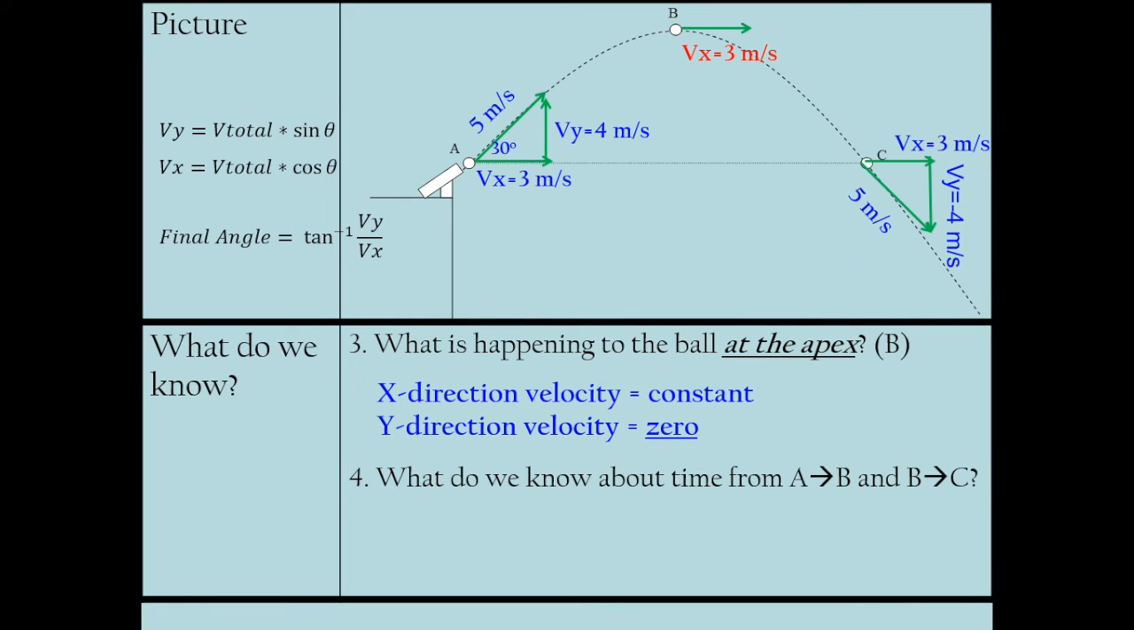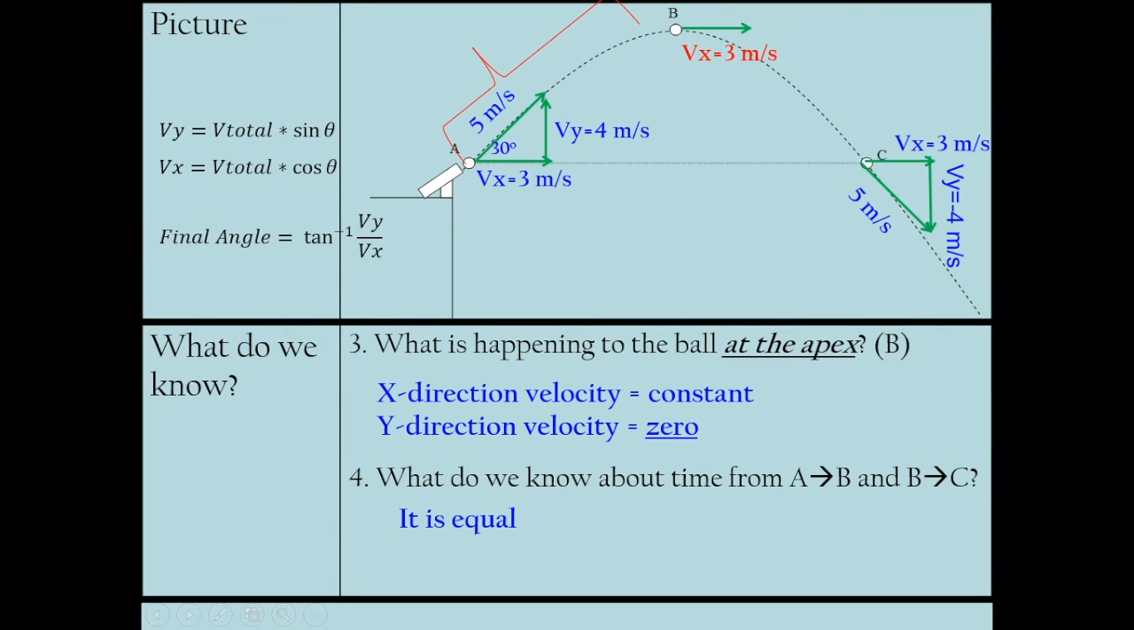So what do we know about the time from A to B and B to C? Well, A to B and B to C will take the exact same amount of time. They'll be equal to each other. And the reason they're equal is because, like we said before, symmetry. However long it takes that ball to go up to the apex, it's going to take the same amount of time for that ball to come down from the apex.